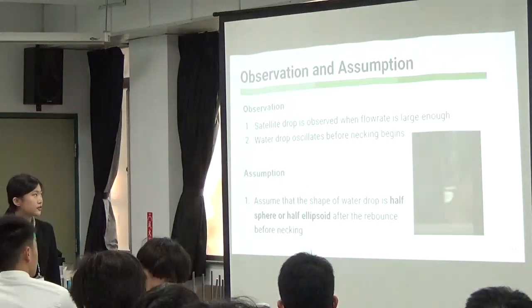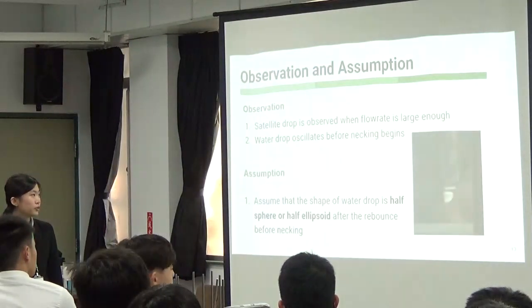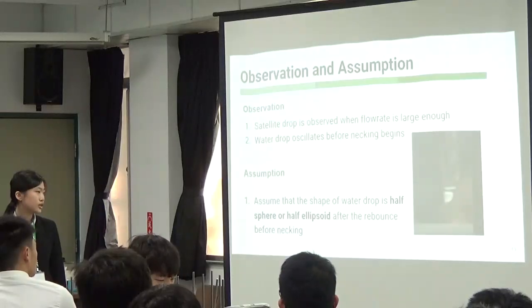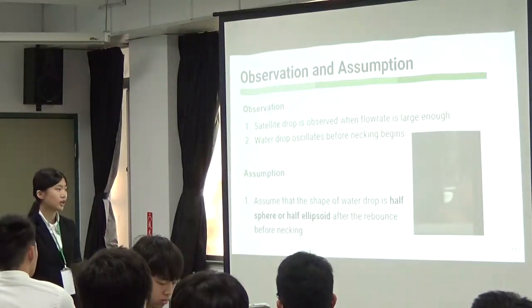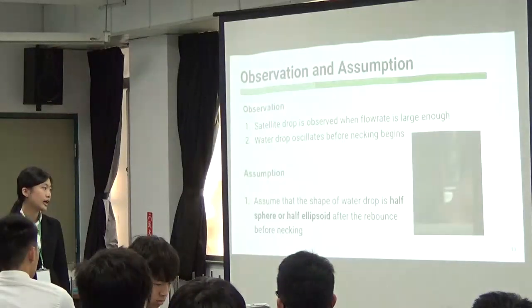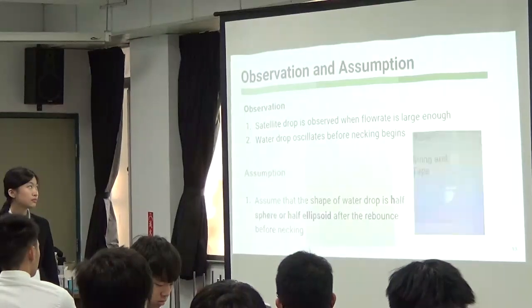Here are our observation and assumption. We observe satellite drops when the flow rate is large enough. So to simplify the model, we assume that the shape of the water drop is a half sphere or half ellipsoid after the rebound and before the necking.